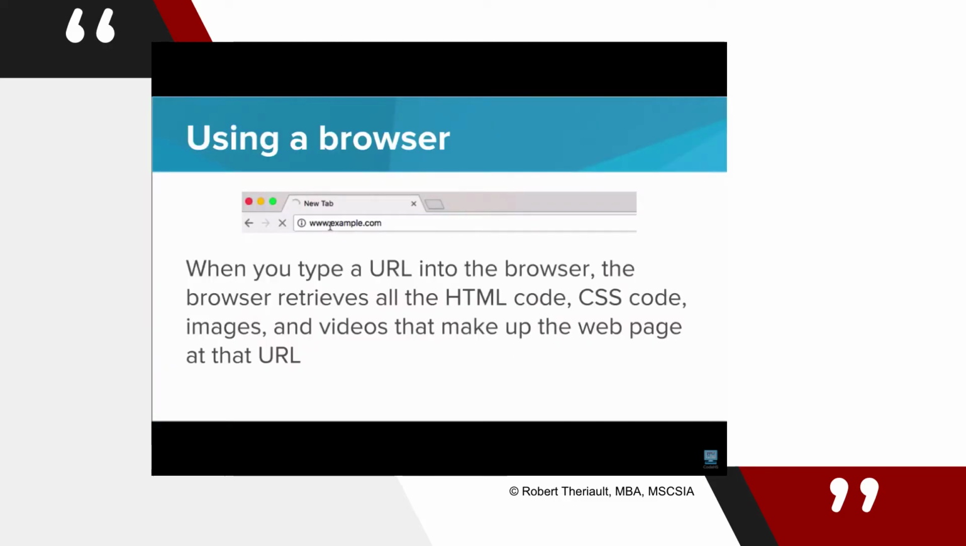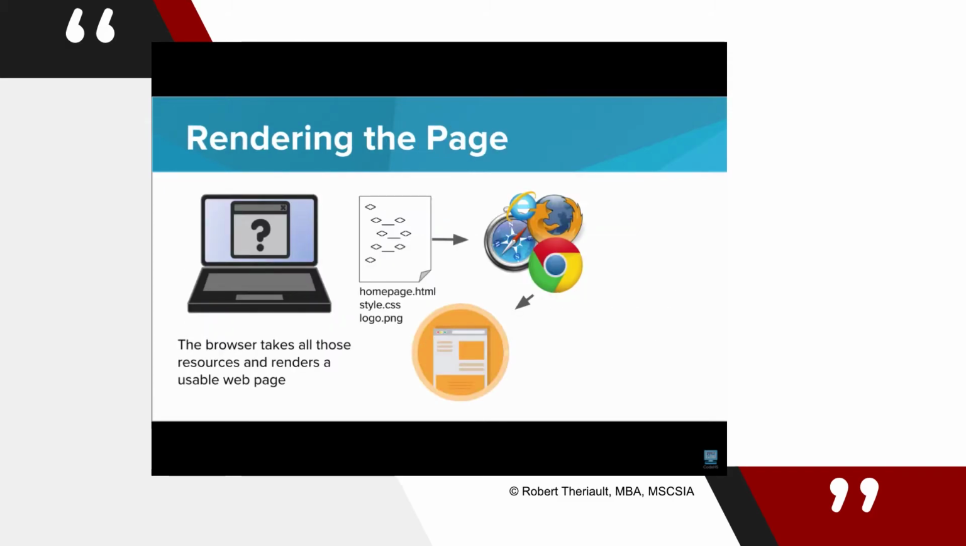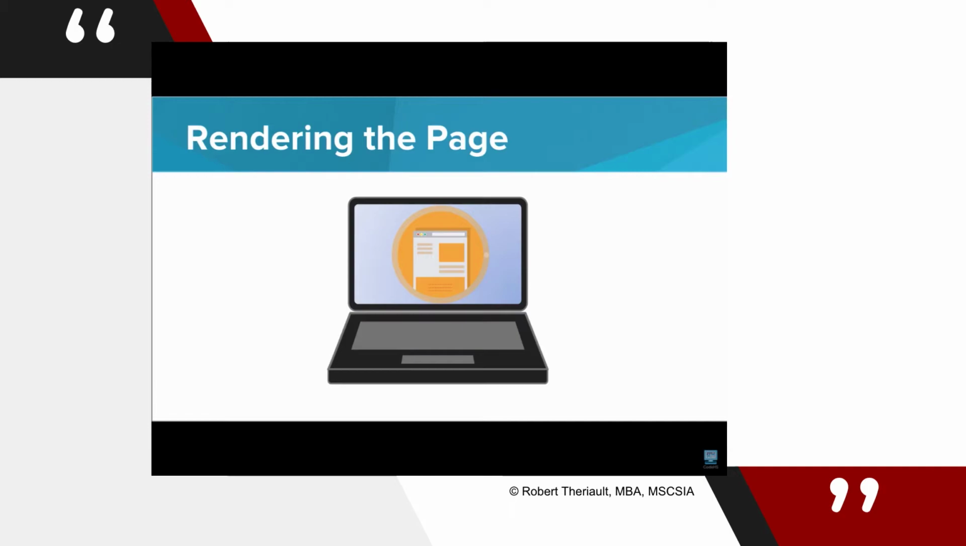So how do we use a browser? Well, when you type a URL into the browser address bar, the browser goes out and retrieves all the HTML code, CSS code, images, videos, all the resources that make up the web page that lives at that URL, and downloads them off of the internet onto your computer. Once it has all those resources, it takes all of them and packages them up and displays them as a usable web page. The result is a page that you can actually interact with. And all of that happened in less than a second.